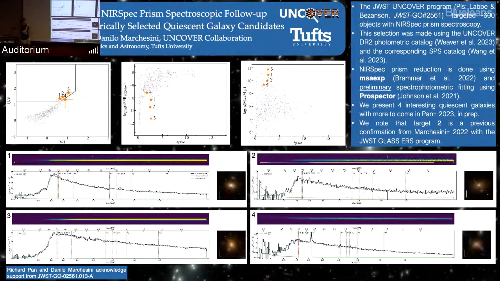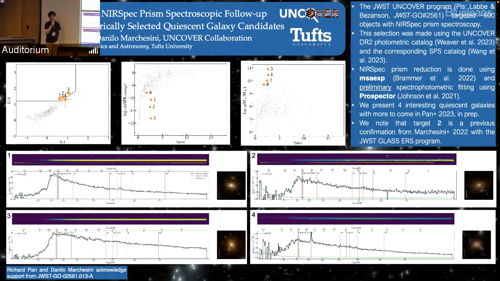Hi, everyone. I'm Richard Pan, and I'm a PhD candidate at Tufts University working with Danilo Marchesini on quiescent galaxies. Hakim actually introduced UNCOVER really well, so I'll just quickly talk about the quiescent galaxies in UNCOVER. Part of the NIRSpec follow-up was to select quiescent galaxies above redshift 2 that we thought would be really strong candidates, using a combination of color-color diagnostics as well as the specific star formation rate measurements from the photometric catalog by John Weaver and the stellar population synthesis catalogs by Bingjie Wang. We found 30 really promising candidates, and of those, I'm presenting 4 of them here.